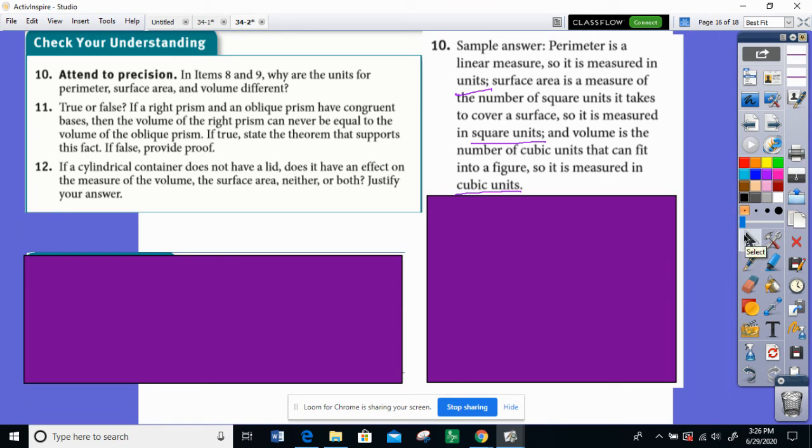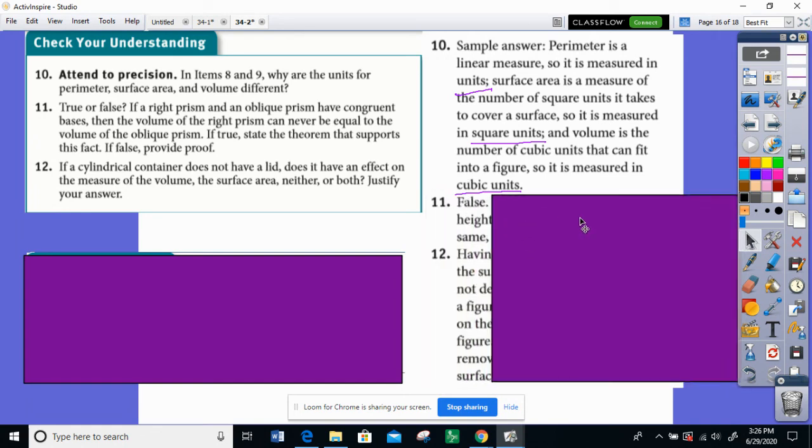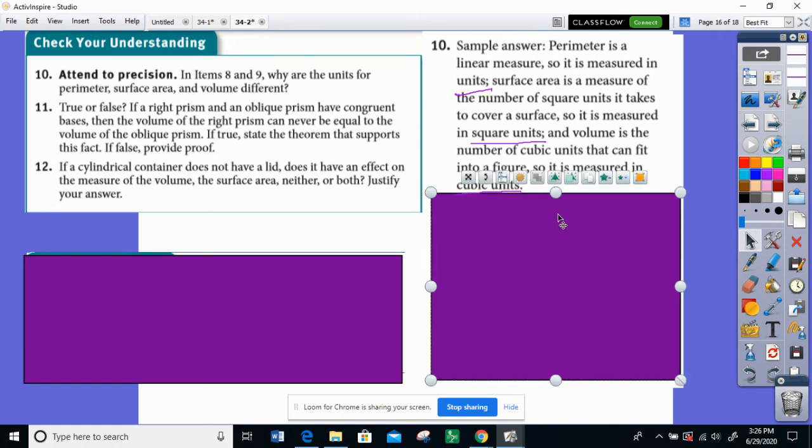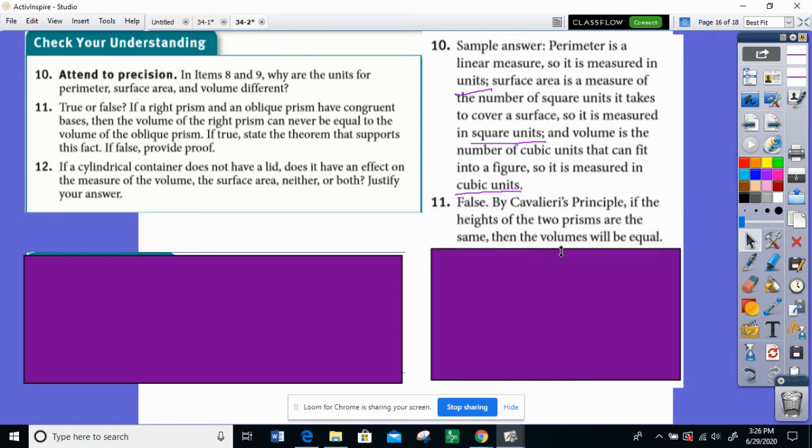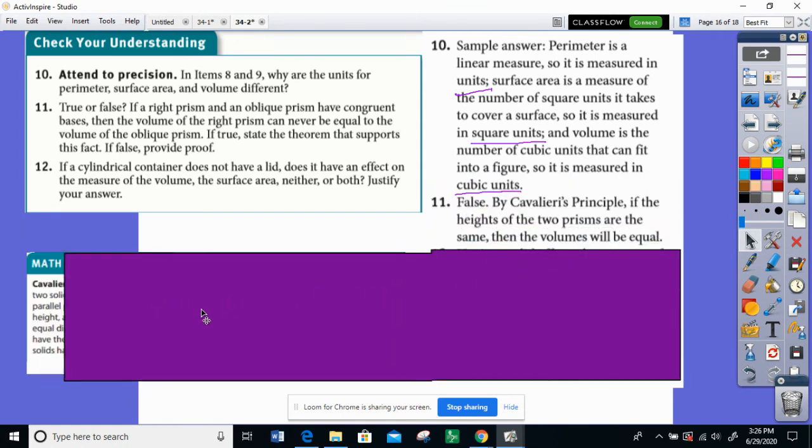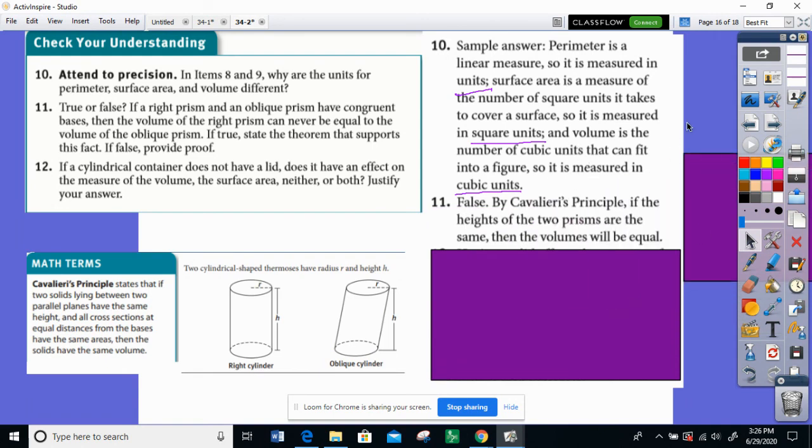Number 11, true or false? If a right prism and an oblique prism have congruent bases, then the volume of the right prism can never be equal to the volume of the oblique prism. If true, state the theorem that supports this fact. If false, provide proof. Well, this is false, and the reason why is if the heights of two prisms are the same, then the volumes will be equal.